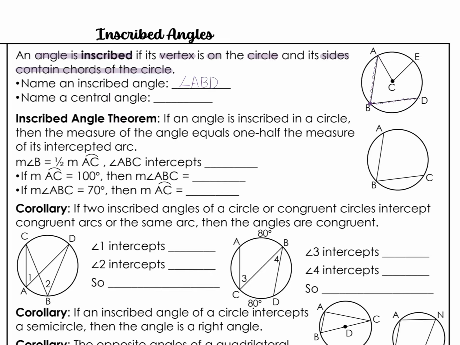And then we're going to name a central angle, which is going to bring back some old information that we've talked about in the past. Remember, a central angle has its vertex at the center. So the center here is C, and it should be formed by using a radius on either side to then have our endpoints on the circle. So here, my central angle is going to be ACE.